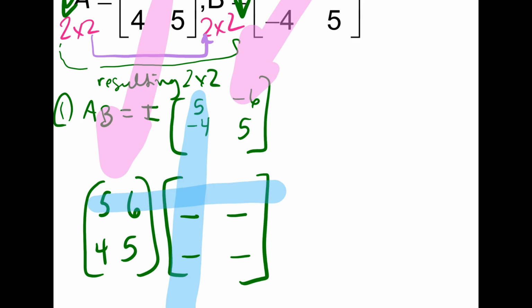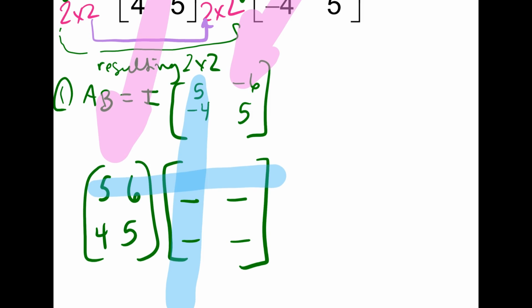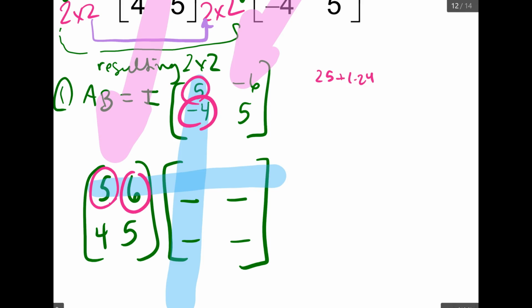Is it 25? No. Oh, yeah. Well, let's see. I'm going to go through this one step by step. 5 times 5 is 25. And then I'm going to add, so left one, down one. 6 times negative 4 is negative 24. What is 25 plus negative 24? 1. So 1 goes there.